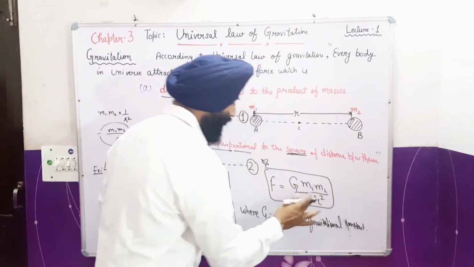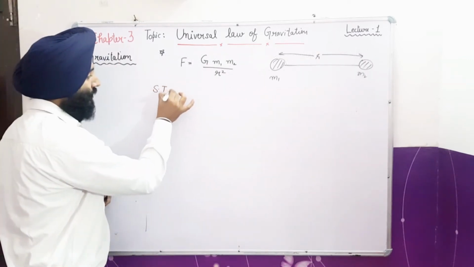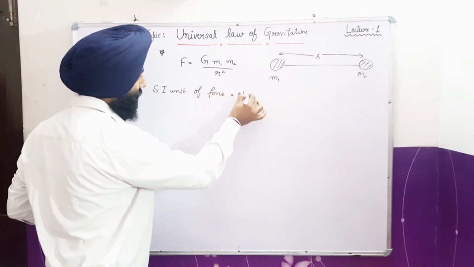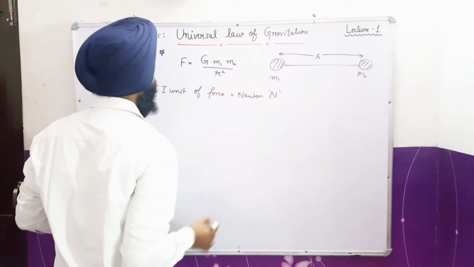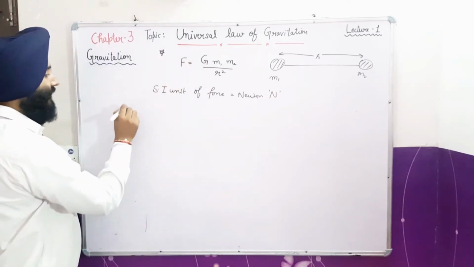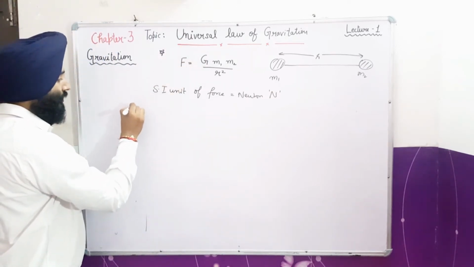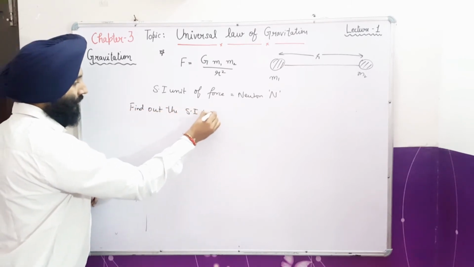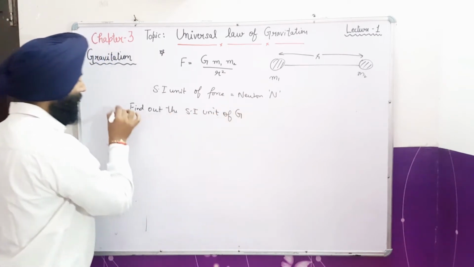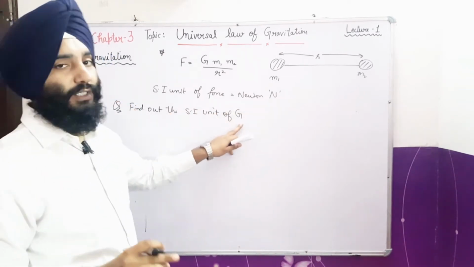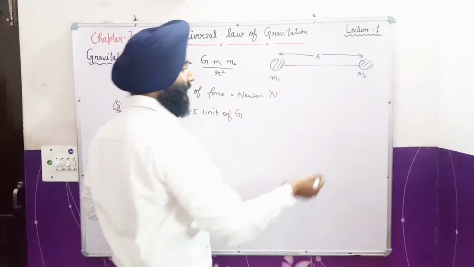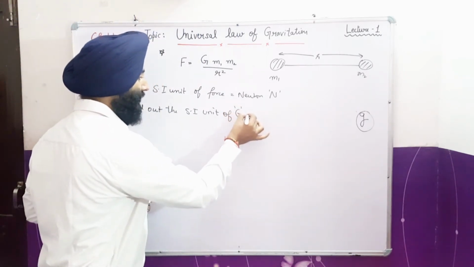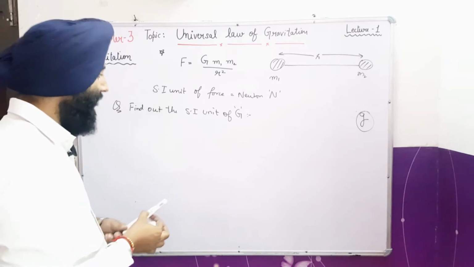So this is the final formula of gravitation. You know that the SI unit of force is Newton. Fine. And the symbol is N. And now if we want to find out the unit of G, the question is: find out the SI unit of capital G. Fine. So children, here this capital G is the universal gravitational constant. Don't get confused: small g is the acceleration due to gravity. So here I am talking about this capital G, and we want to find out its SI unit.